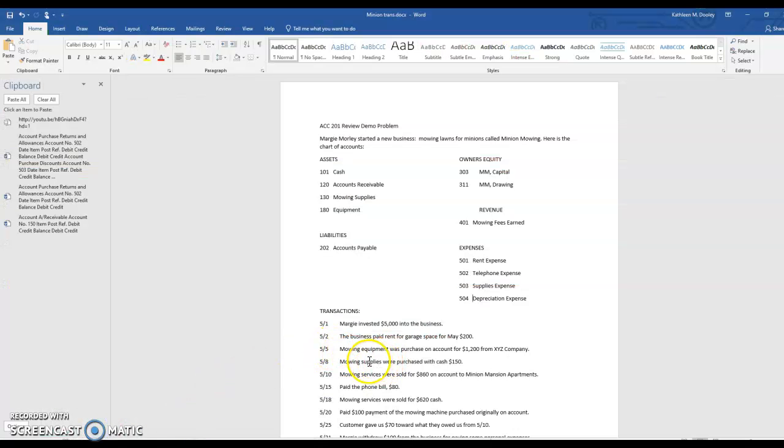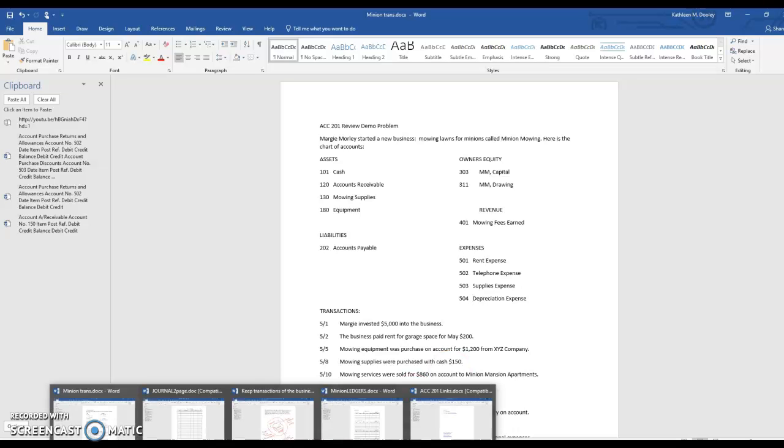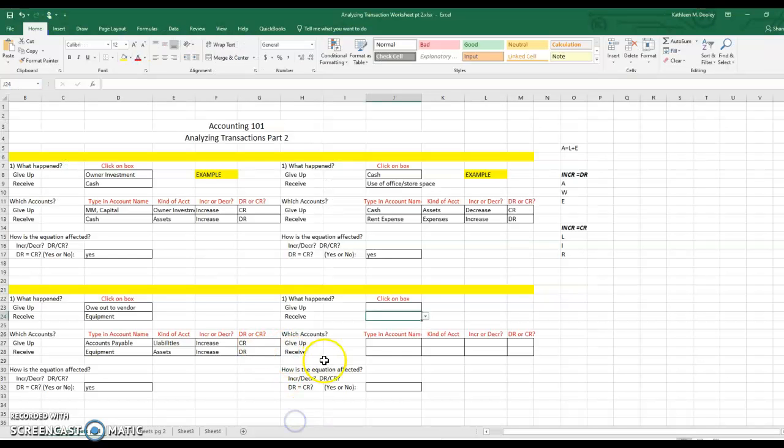Okay, we have mowing supplies were purchased with cash, $150. Okay, mowing supplies purchased with cash. Okay, so what did we give up? What did the business give up? Well, they paid out cash, so they gave up cash. What did they get in return?